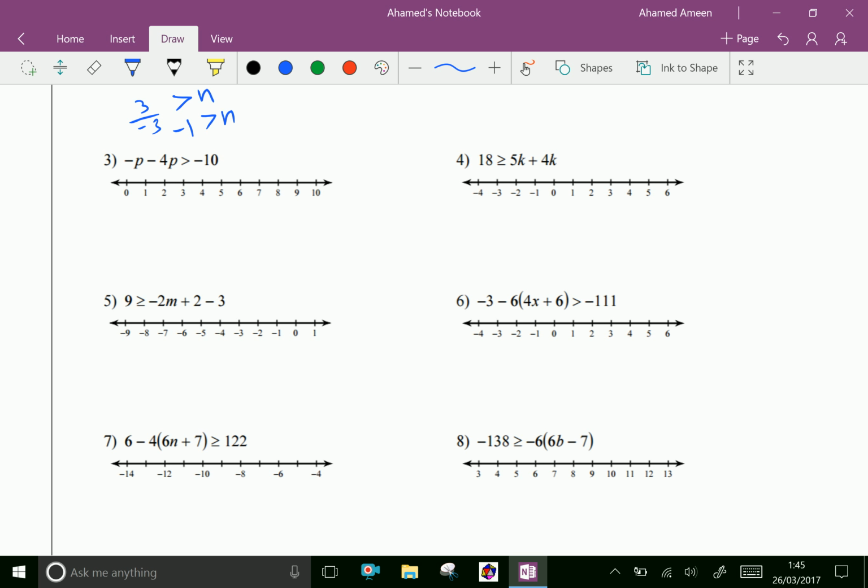Minus p minus 4p is greater than minus 10. Minus p and minus 4p is minus 5p, which is greater than minus 10. Then p is less than minus 10 over minus 5. Then p is less than 2. P is less, so we shade to the left.